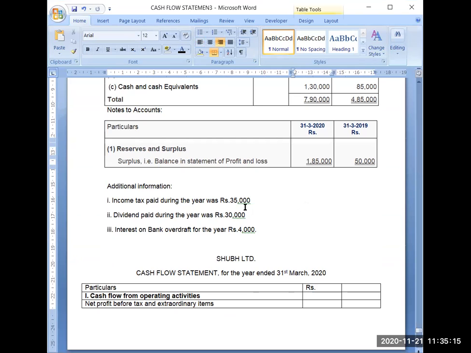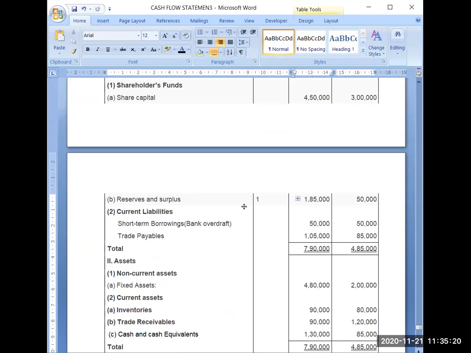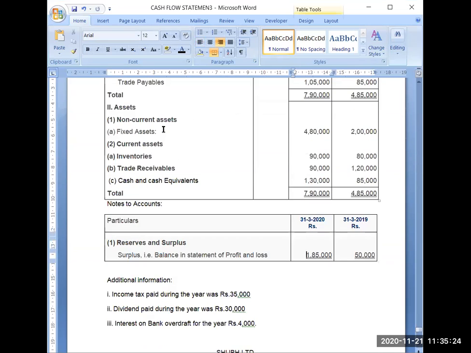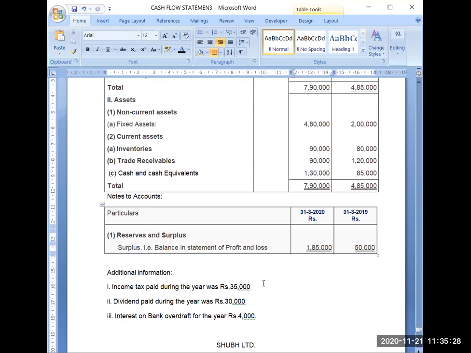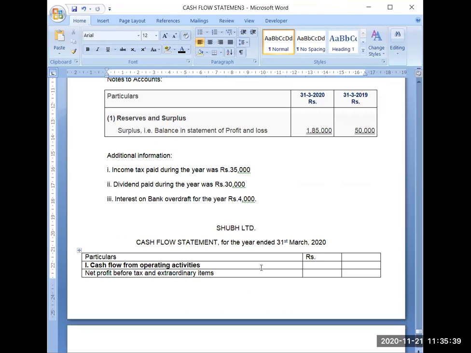Income tax paid during the year. So now first see whether information regarding income tax is given here. It will always be in the current liability section, short-term provisions, but it is not given here. So this is only the information given in the question regarding tax. Dividend paid, interest on bank overdraft for the year. So this all is given.